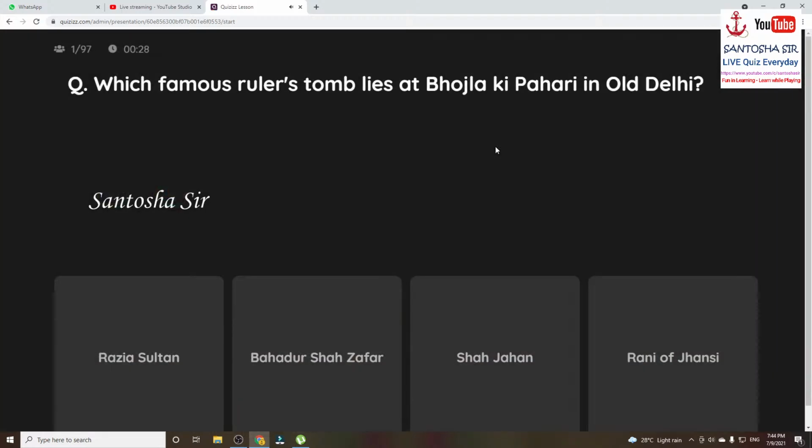Which famous ruler's tomb lies at Bhojla Ki Pahari in Old Delhi? Is that Razia Sultan or Bahadur Shah Zafar, or is that Shah Jahan or Rani of Jhansi?